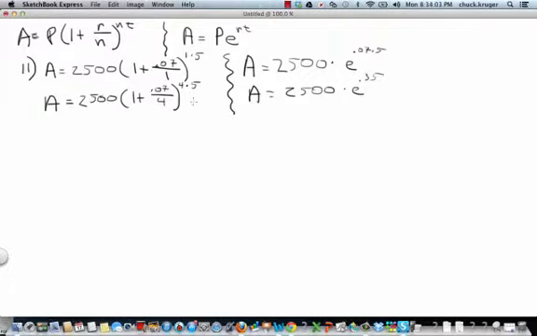Alright, so let's see what each of these gives. This one's going to be, let me just simplify this up a little bit. 2,500 times 1.01, or excuse me, 1.07 raised to the 5th power. And I'll go to my calculator to figure that out.